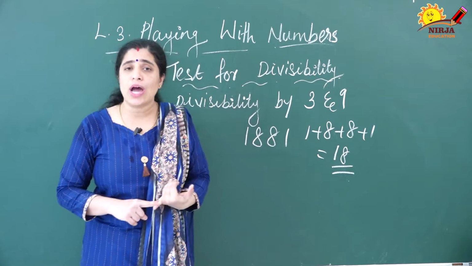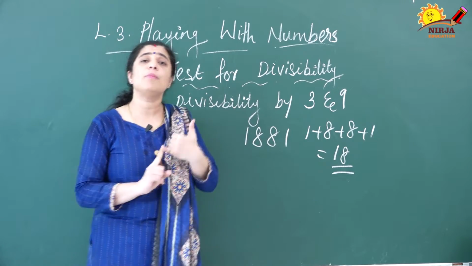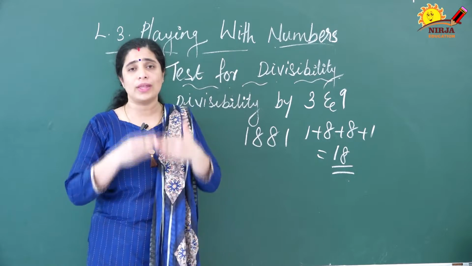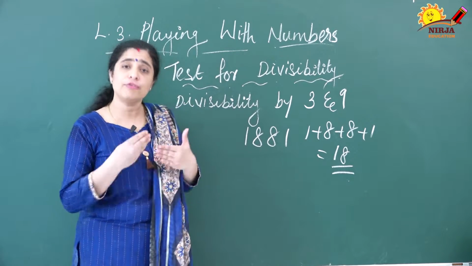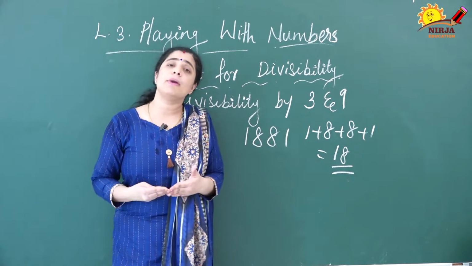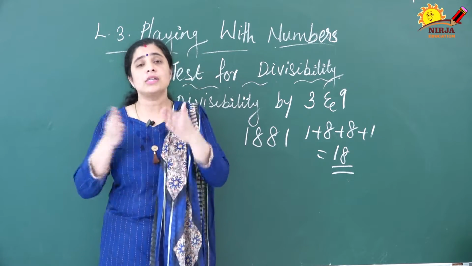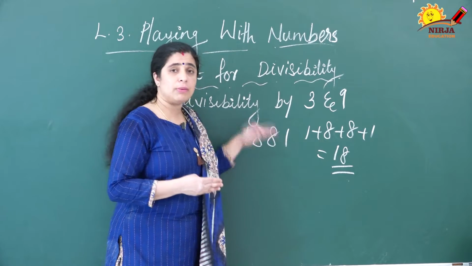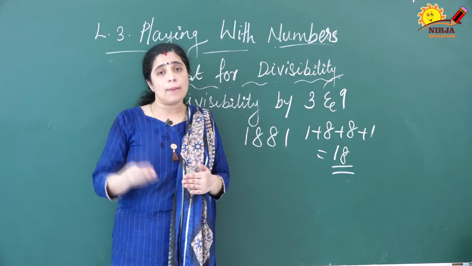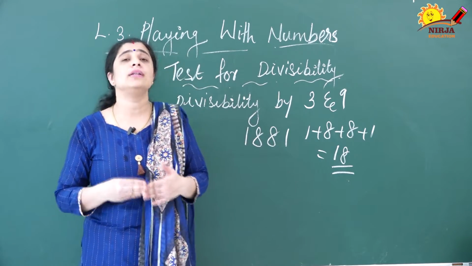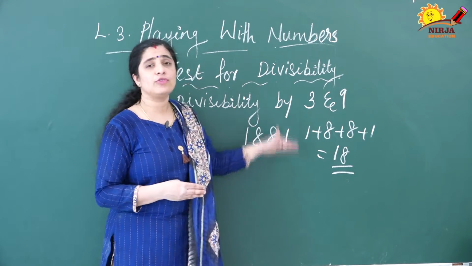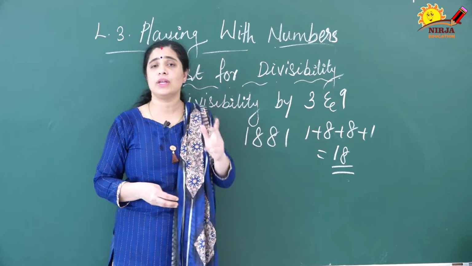So first what you have to do? You have to find the sum of the digits given, and after that you have to check whether the sum is a multiple of 3 or not, or it is a multiple of 9 or not. Suppose the sum is a multiple of 3, then that number is divisible by 3. Suppose the sum is a multiple of 9, then that number is divisible by 9. Like this way you have to find the divisibility test of 3 and 9.